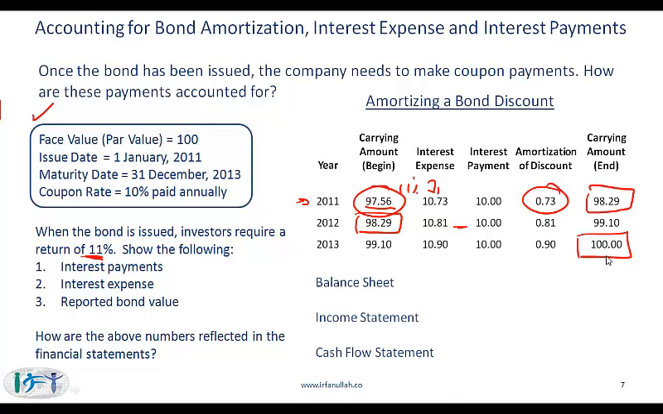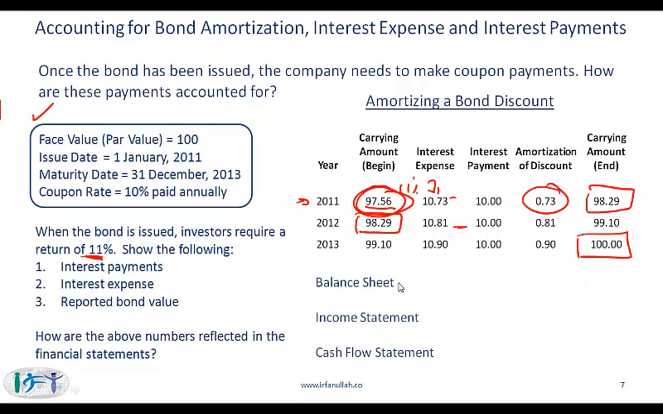Why are we doing this? As a company, after 3 years, how much does the company need to give? It needs to give that par value back. So ultimately the obligation or the liability at the end of year 3 is going to be 100. But the company has shown the value as 97.56 at the time the bond is issued. So this amortization process is taking the bond value from 97.56 at the start of year 1 to 100 at the end of year 3, which is when the bond matures.